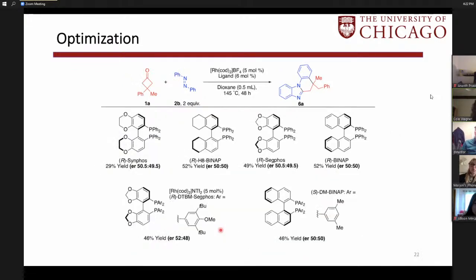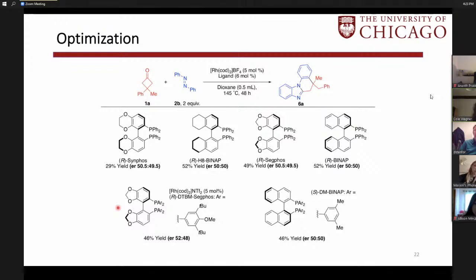So then we looked at if we can get enantioselectivity in this by screening a bunch of different bidentate phosphine ligands, which would create a chiral environment for the rhodium to react in and favor one enantiomer over the other. Unfortunately, we saw no enantioselectivity. We just got a racemic mix of product in pretty much all cases.